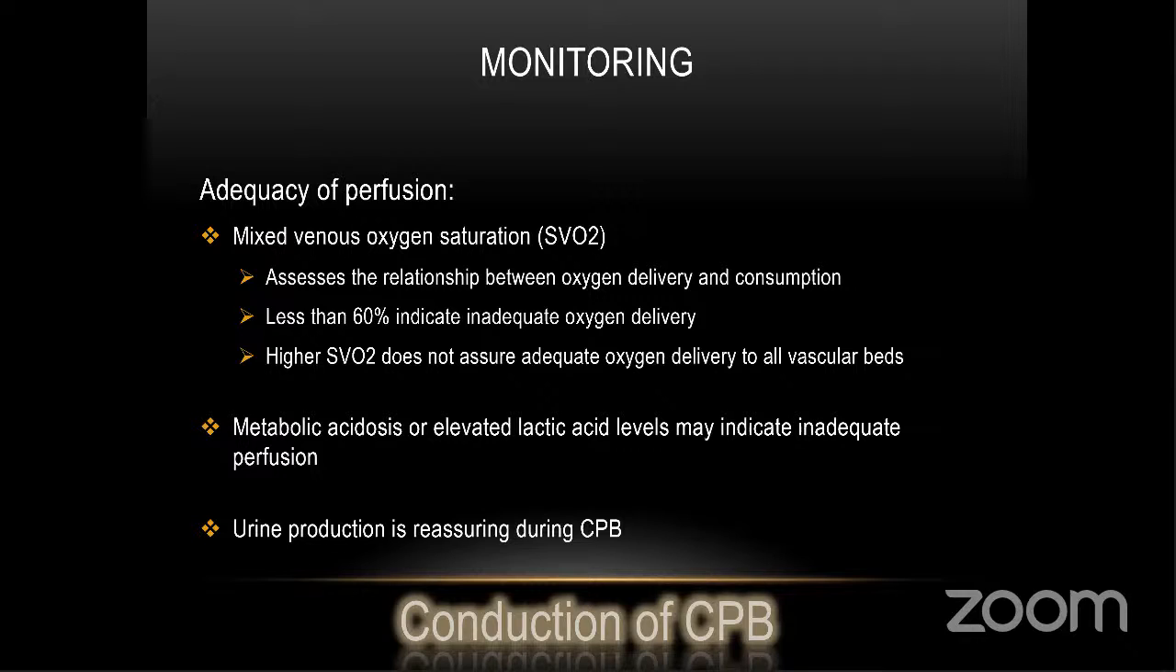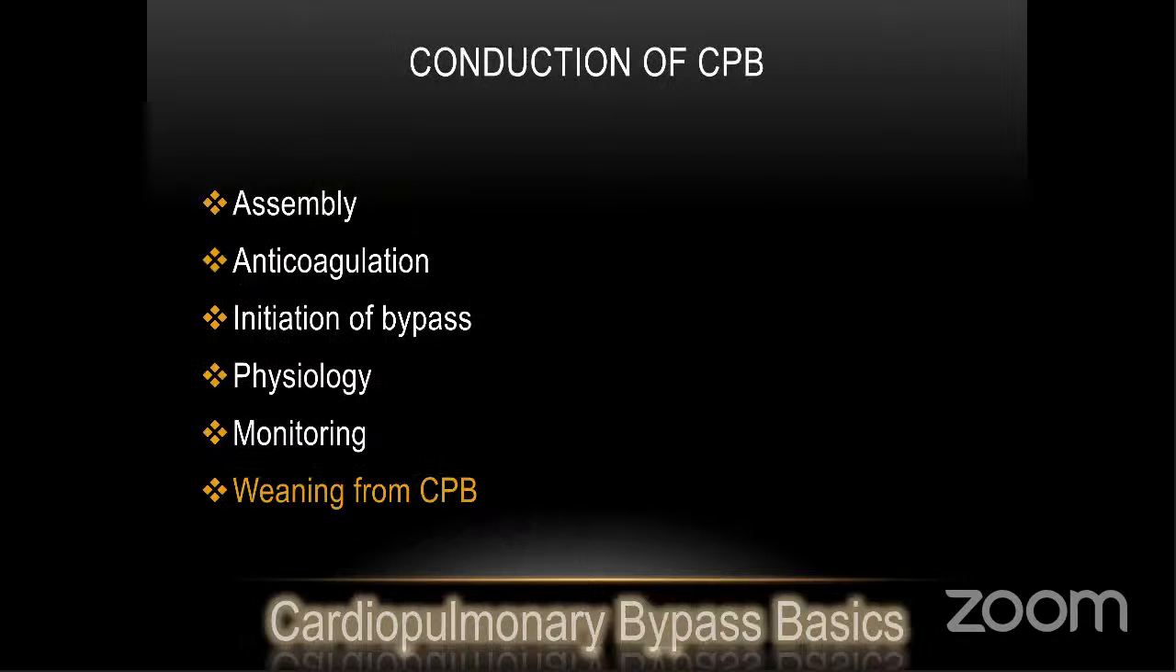Also, metabolic acidosis, higher lactate, or an increase in lactic acid level may indicate inadequate perfusion. And urine production is reassuring during cardiopulmonary bypass. Otherwise, a decrease in urine output should be investigated.